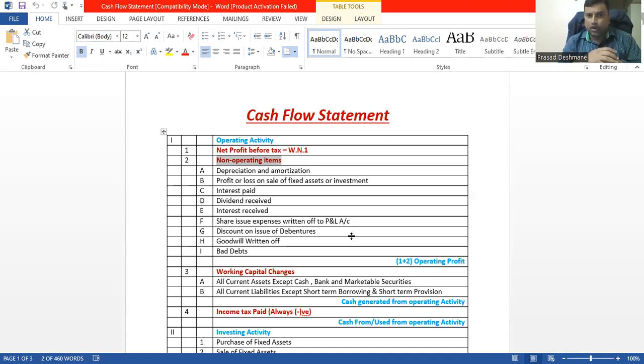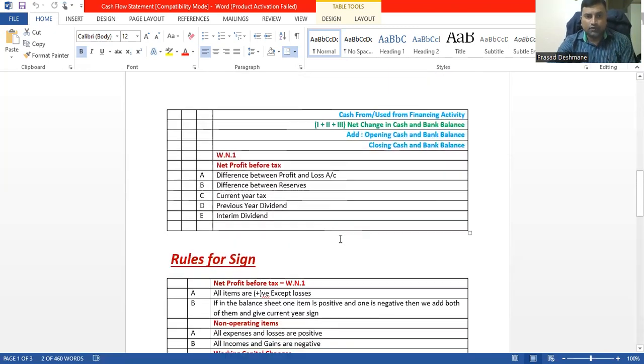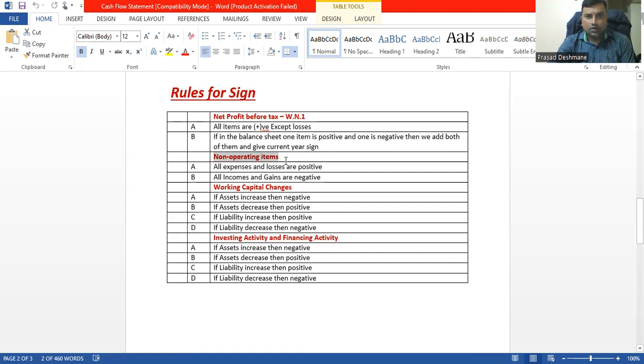Now, dividend receipt. Dividend receipt is an income, so generally while calculating the profit, we add this in the profit. But here what we do? We subtract. That's why the rule of non-operating items is: all expenses and losses are positive and all incomes and gains are negative.